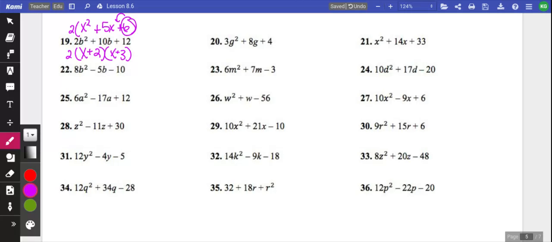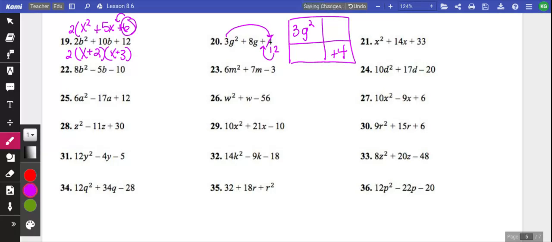The second option is looking at number 20. I have 3g squared plus 8g plus 4. There is not a greatest common factor in this one. So I set up the window method with 3g squared and 4, and then I ask myself, and I do have to do this, I have to take the 3 times the 4 to change it to 12. So now I'm looking for things that multiply to be 12 and add up to 8, which is 6g and 2g. Then sign chart, both plus, says both will be plus here.